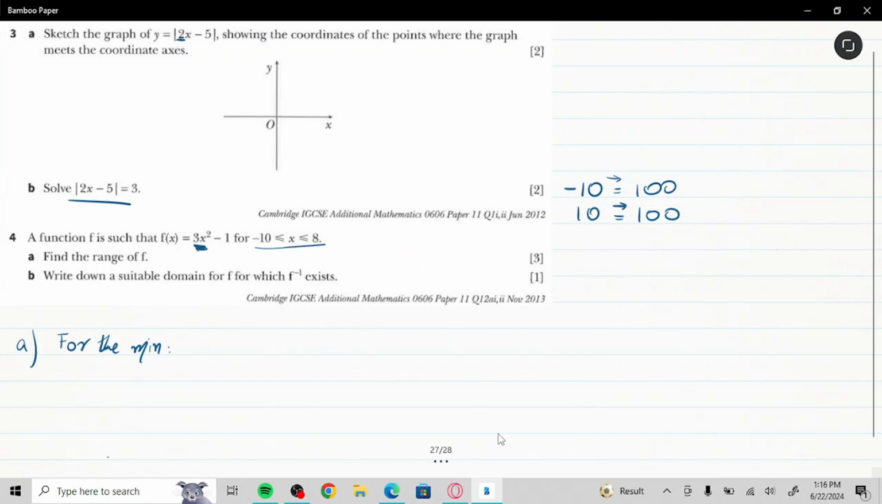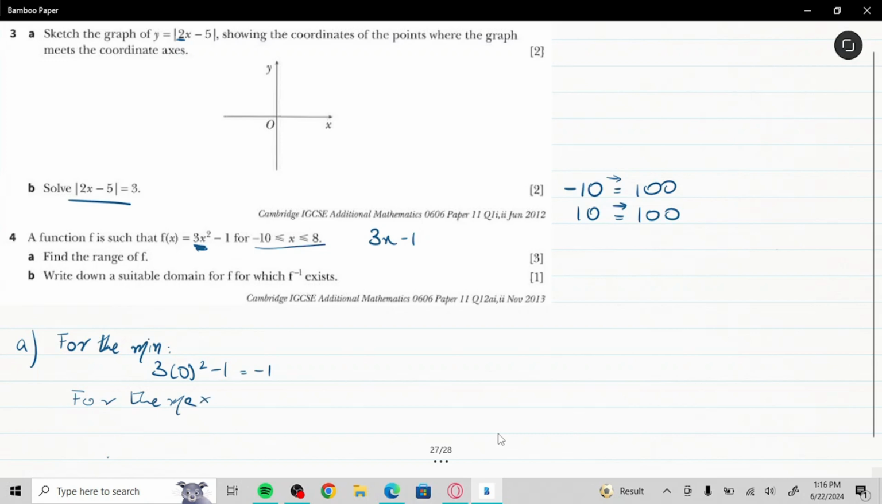So, for example, the equation could have been 3x minus... Then we could have taken negative 10. That would not have affected our equation, because negative 10 would result in minus 30, not positive 30. So for the minimum value, we take 3 multiplied by 0 squared minus 1, which gives us minus 1.